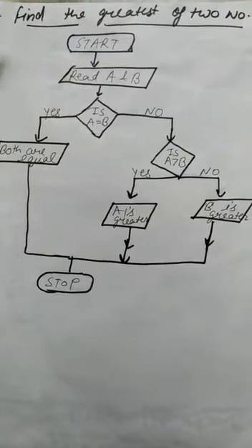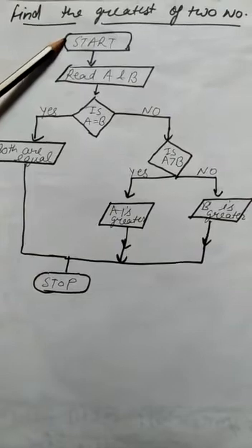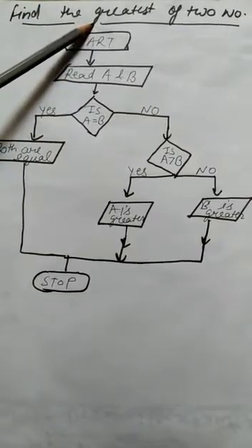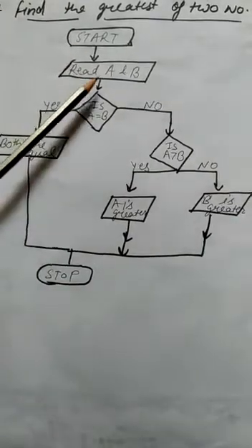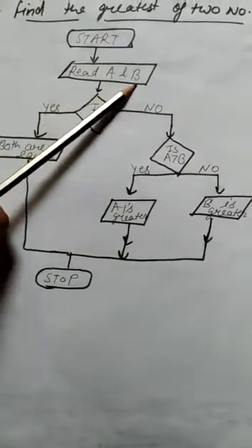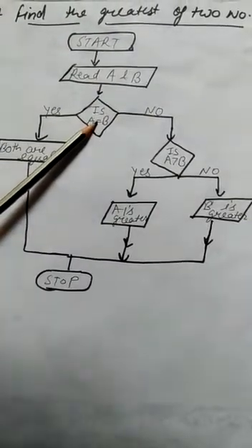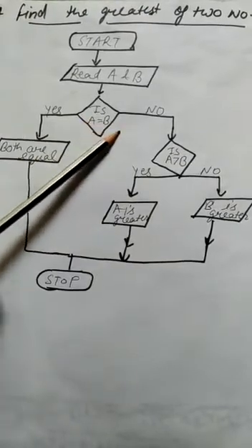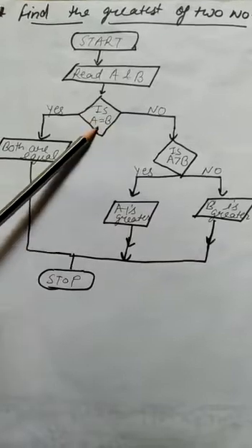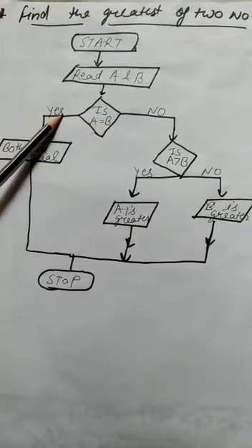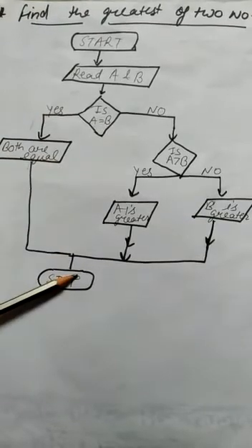Another example of a flowchart is to find the greatest number between two numbers. Whatever numbers are given, we have to find which one is greater. So again we are taking the start box. Then we have to take two numbers, read A and B. Then you remember this was a conditional box. Is A equal to B? It will compare the two numbers, whatever you enter. If it is correct, if it is yes, then it will go this side, come here, print both are equal, and stop.